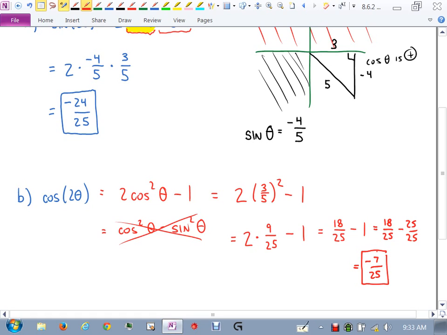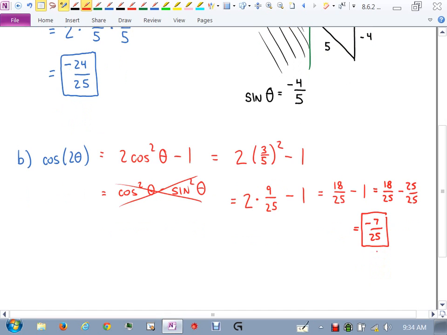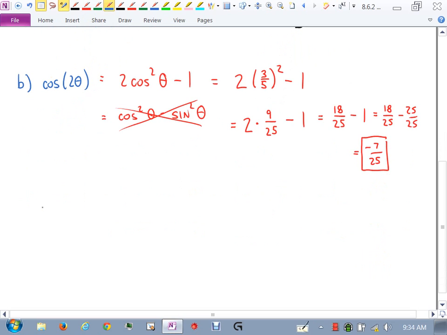So I know what sine of 2 theta is, and I know what cosine of 2 theta is. Can you tell me what quadrant 2 theta is in now? Third. 2 theta is in the third quadrant. I don't know what it is, but I know it's in the third quadrant because both the sine and the cosine are negative, which forces me into the third. Now, let's do part C, which is to figure out what tangent 2 theta is.